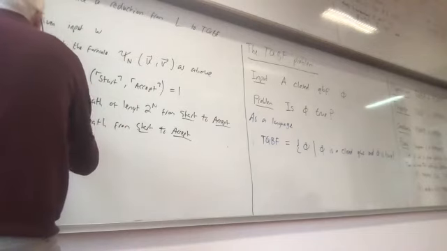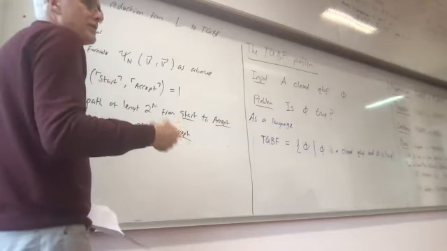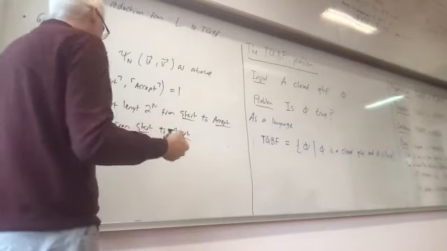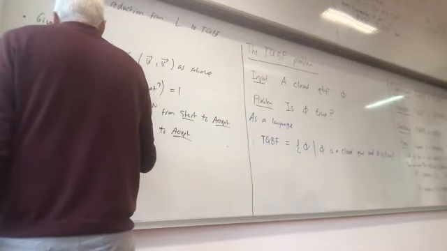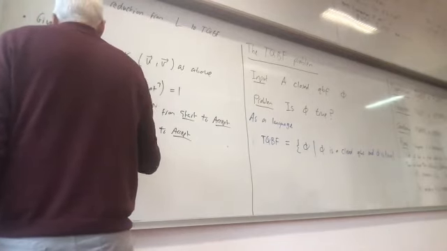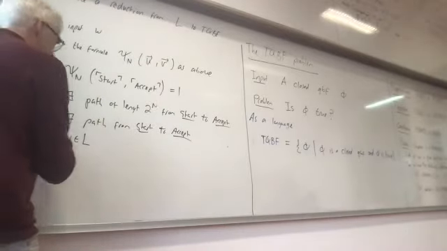And there's a path from start to accept if and only if, since it's a non-deterministic Turing machine, the Turing machine accepts the word. There's a non-deterministic Turing machine deciding L, so this is true if and only if W belongs to L.